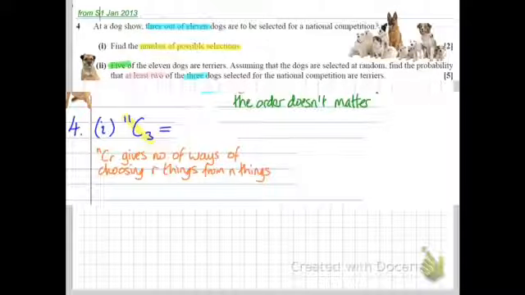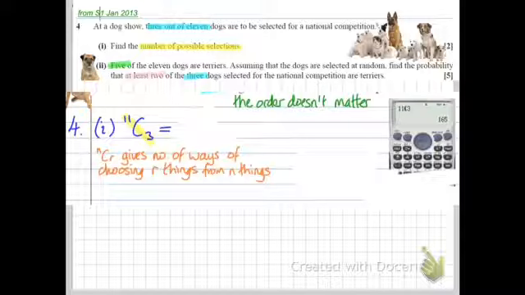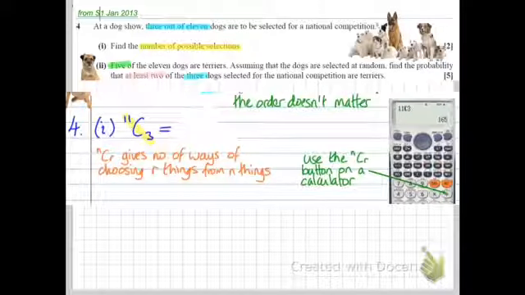So most calculators that you're likely to be using will have an nCr button. On the one pictured here, it's on the divide button. So I'd type in 11, shift, and then divide, and then 3. And the calculator display will be showing me that the answer is 165.